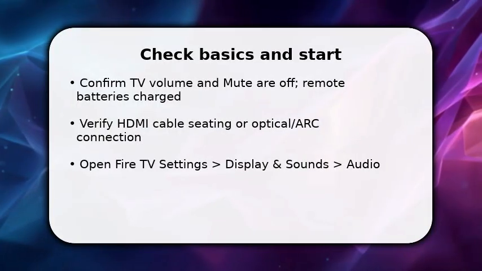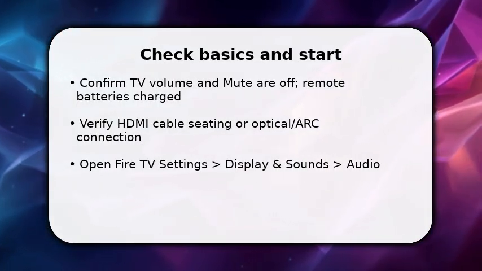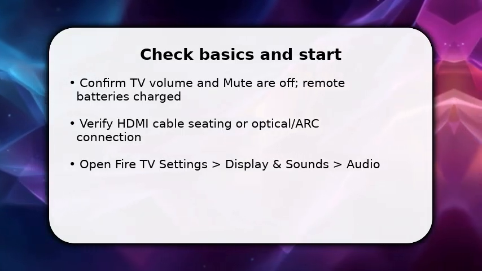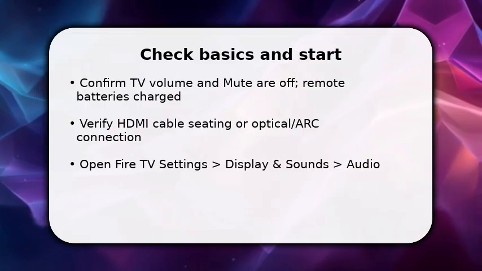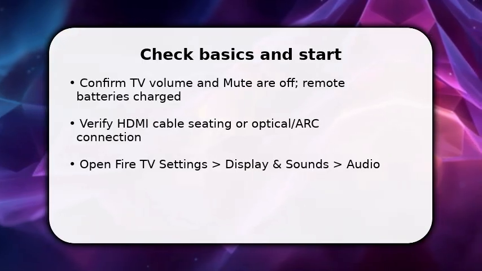You begin by confirming the essentials: volume levels on both TV and Firestick, and that the HDMI or optical cable is firmly seated. Once done, navigate to Settings, Display and Sounds, Audio on your Fire TV. You should see Current Output and Dolby options.